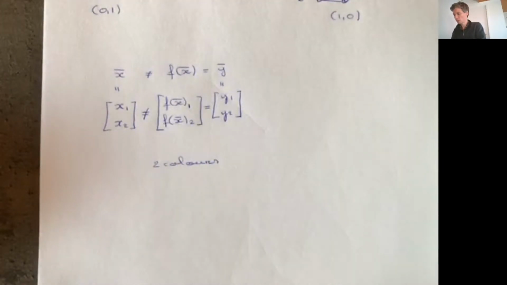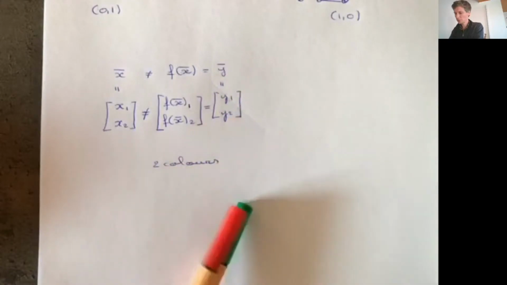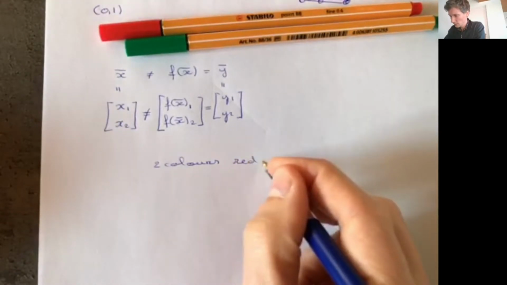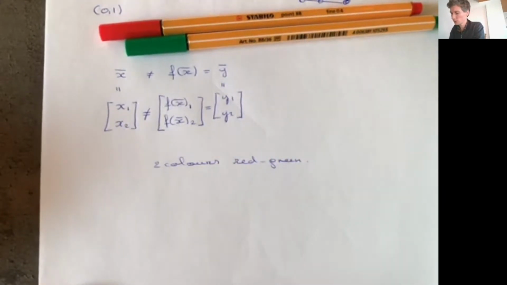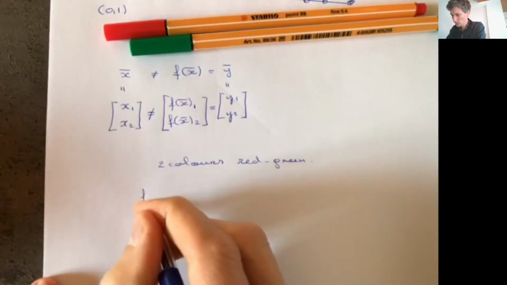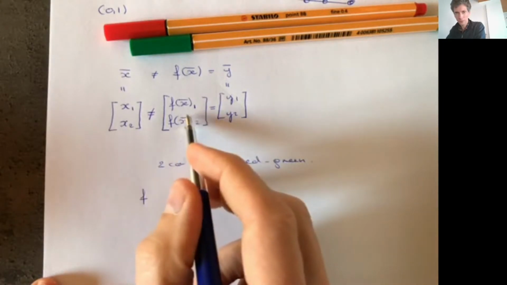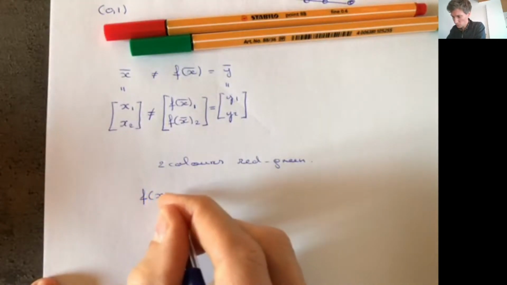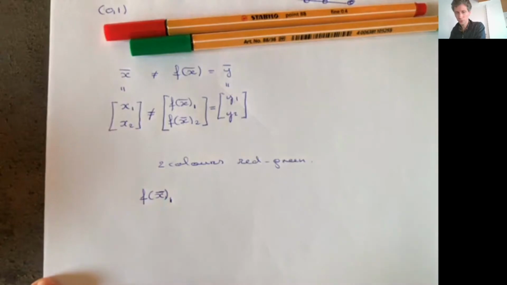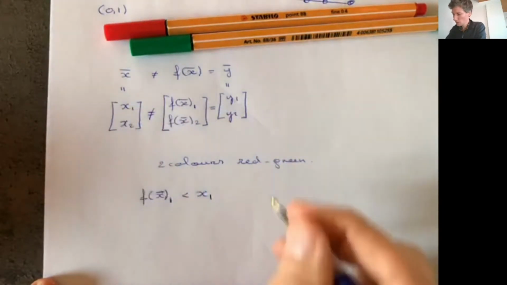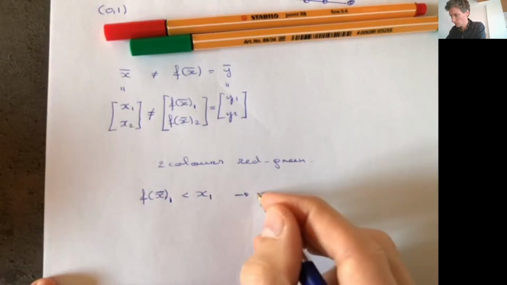Okay, I have here two colors, red and green. So I prepared myself for coloring vertices. So what are we going to do? We're going to compare the vector f(x1), f(x2) with the vector x1, x2. In particular, if f(x1), the first component of f of x, is smaller than the first component of x, we are going to color the vertex red.